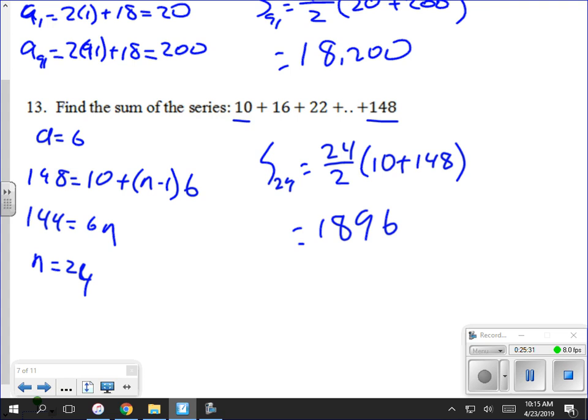Simple formula, but you have to have all the parts. First, last, and how many. If you have first, last, and how many, you're good. Questions?